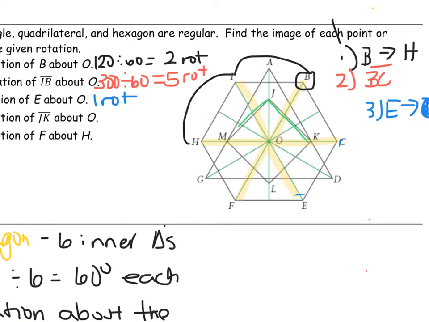So since we're dealing with a quadrilateral now, here's our center. We end up with 4 triangles. So 360 divided by 4 is 90 degrees. So for this quadrilateral, one rotation is 90 degrees. And in number 4, we're doing a 180-degree rotation divided by 90 is 2 rotations. So we are going to rotate JK 2 rotations, or 180 degrees, about the origin, which is O.